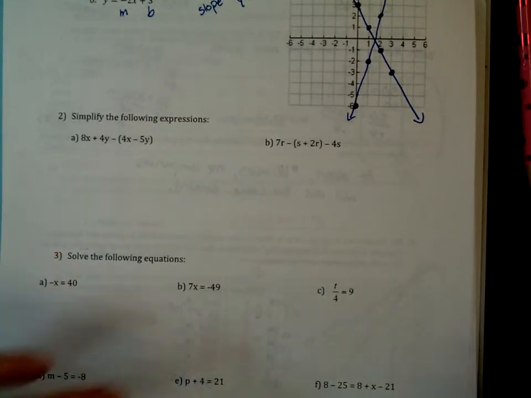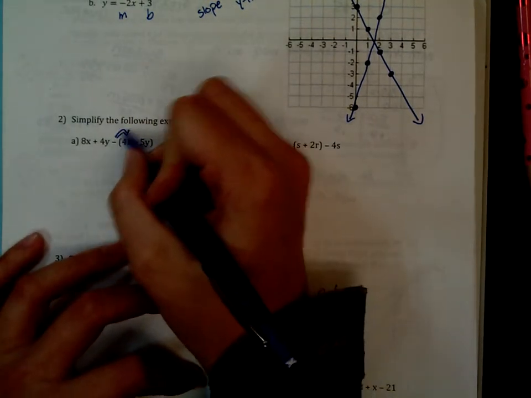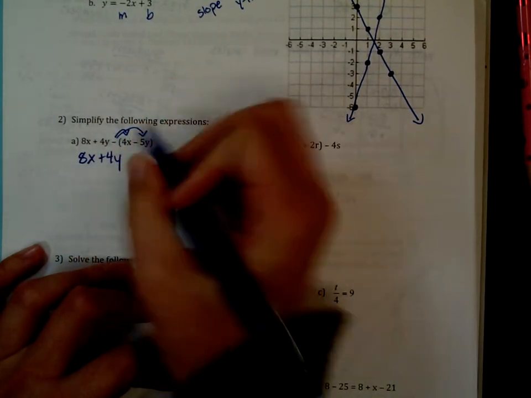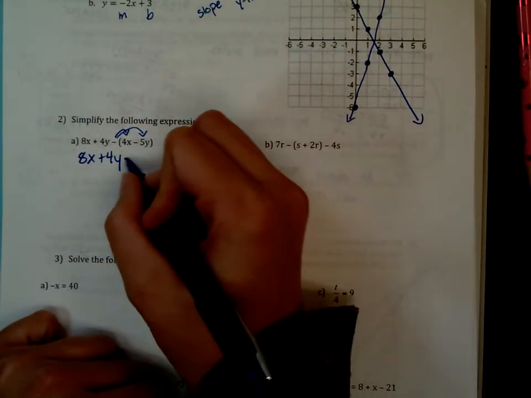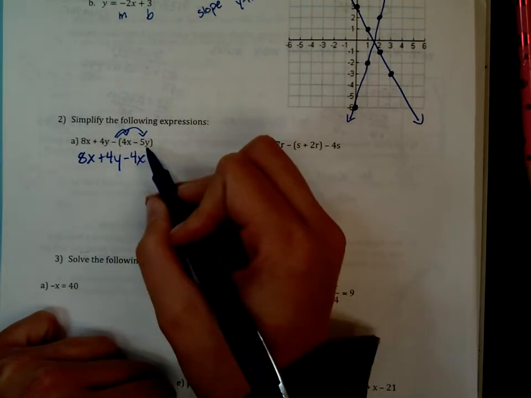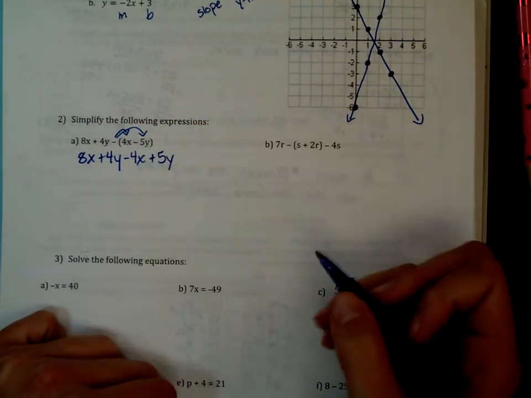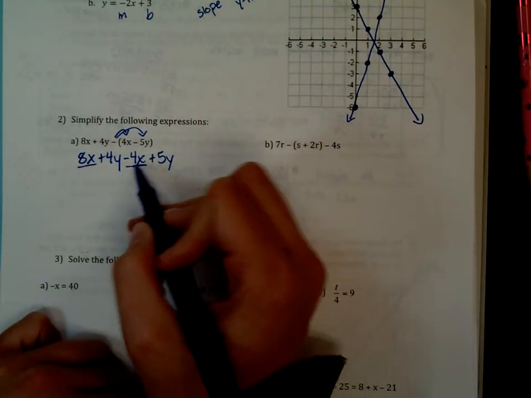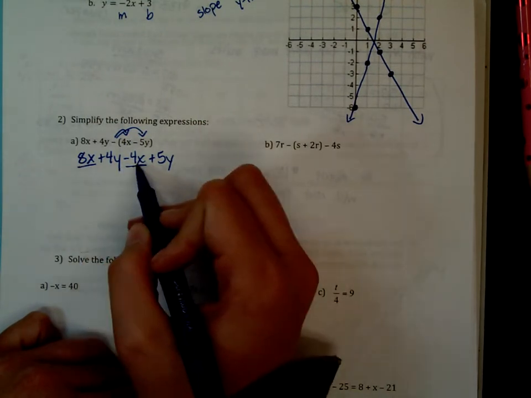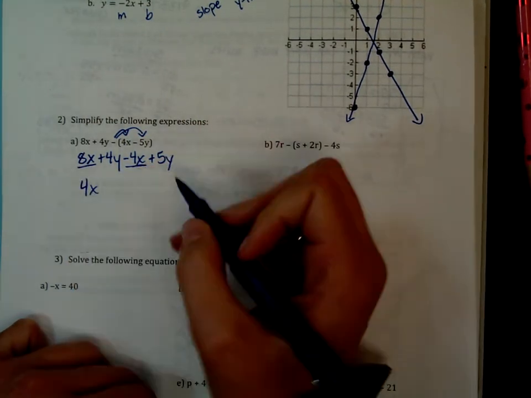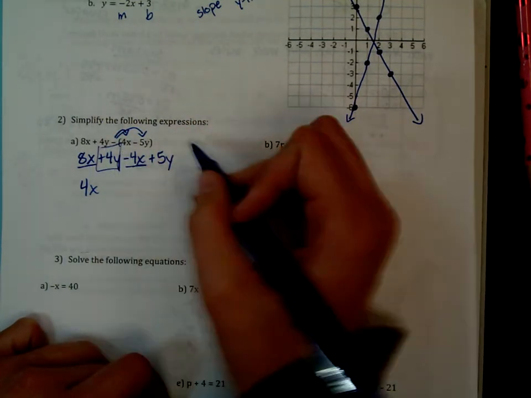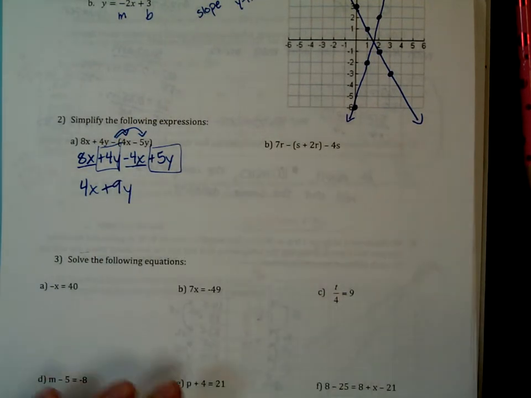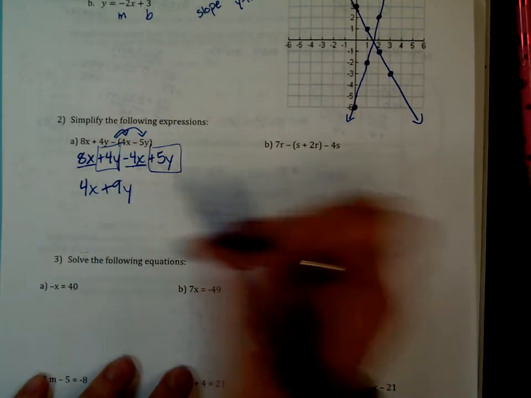Simplify the following expressions. So first we have to distribute this negative and take the opposite of what's in there. So we have 8x plus 4y. And then this positive 4x turns into negative 4x. The negative 5y turns into positive 5y. So now I'm going to add up my x's first. So I have 8 x's and then negative 4 x's. So that's 8 minus 4 is 4 x's. And then I have plus 4y plus 5y. So that's 9 y's. And I can't put them together because they're different terms.